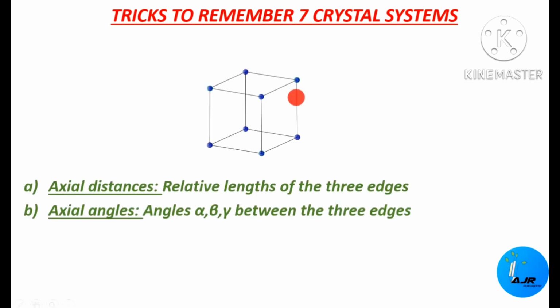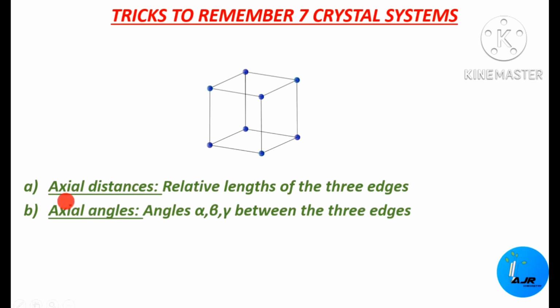Okay, this is the unit cell, and let me show you the 6 parameters. Actually, out of 6 parameters, 3 are axial distances and 3 are axial angles. Already in my previous videos, I have explained about these axial distances and axial angles, but you should have an idea about this. Only then is it possible to learn the 7 crystal systems.